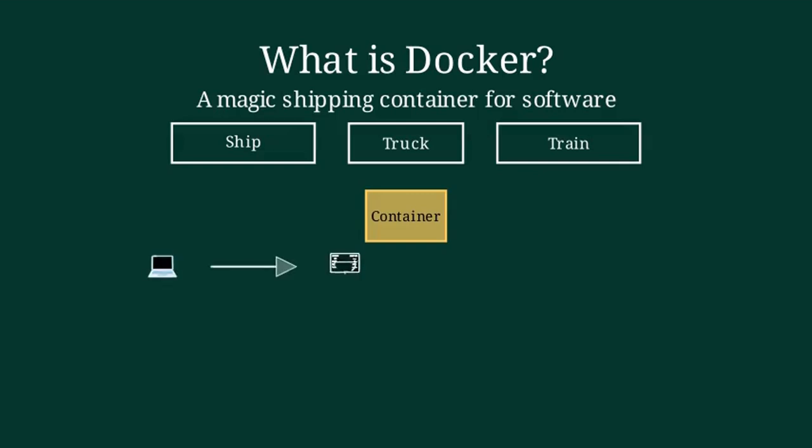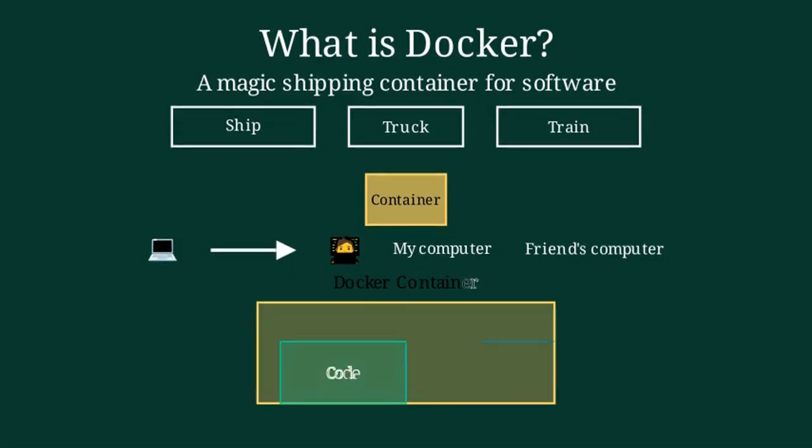The classic problem is, it works on my machine. Your code works for you, but not for your friend because of different versions, missing files, or different operating systems. Docker solves this by packaging your code and everything it needs into one container. The code and the dependencies travel together.